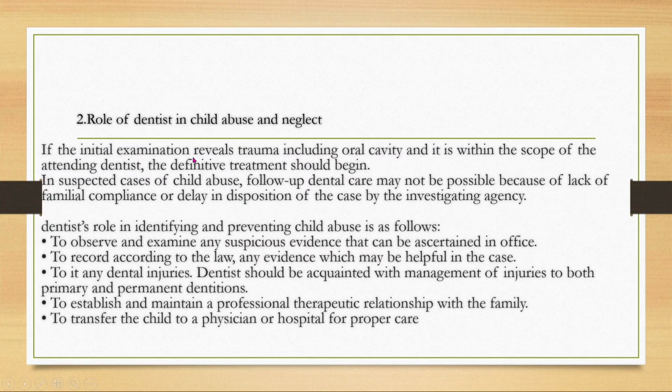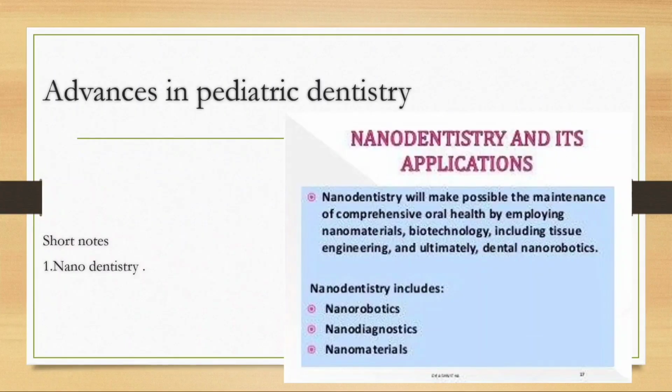So, what is the role of the dentist in child abuse and neglect? He can identify and prevent child abuse as follows: observe and examine any suspicious evidence that can be ascertained in a dental office, and record according to the law. If there are any dental injuries, he should be acquainted with management of injuries to both primary and permanent dentition, establish and maintain a professional therapeutic relationship with the family, and transfer the child to a physician or hospital for proper care.